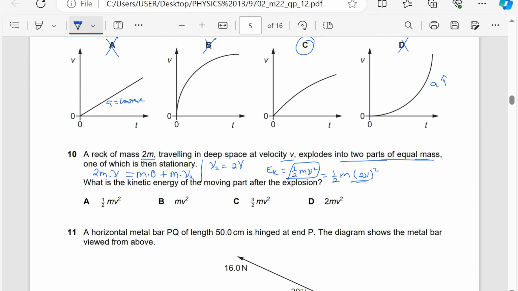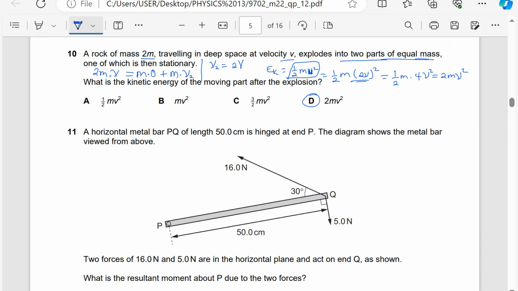Let me just use u. So the speed is twice v, but it is squared. So this gives you a half of m times 4 v squared, which gives us twice m v squared, which means our answer is going to be D.